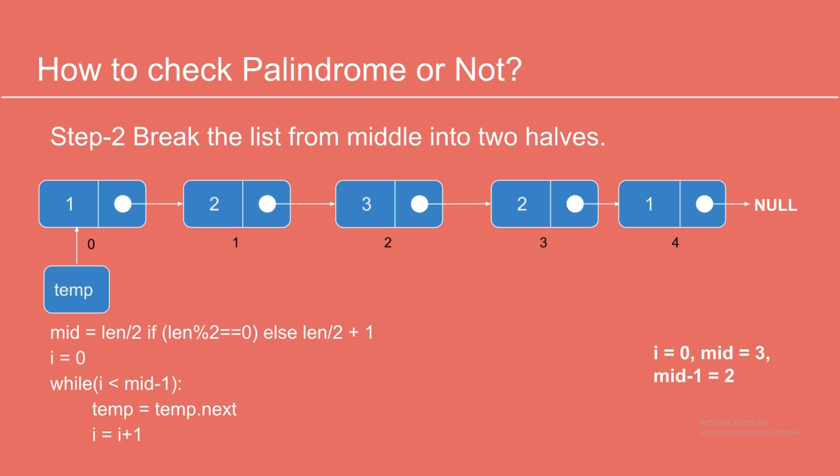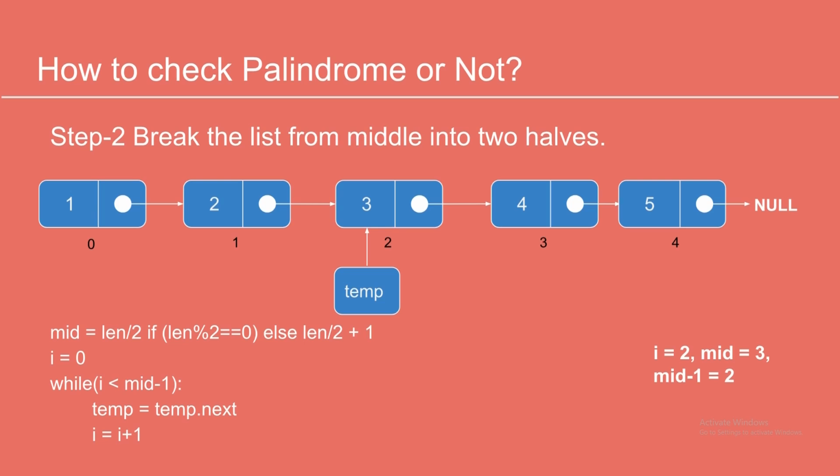Initially I is equal to 0, mid is 3 for this case, and mid minus 1 is 2. Since I is less than mid minus 1, therefore we will move forward and increment I. Now I becomes 1, which is again less than mid minus 1, therefore we will move one node forward while incrementing I. Now I becomes 2, which is not less than mid minus 1, therefore we will stop the while loop here.